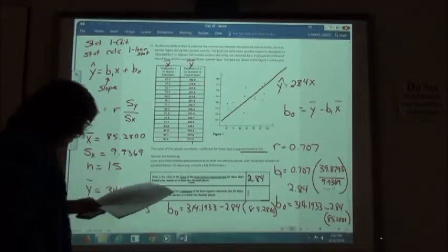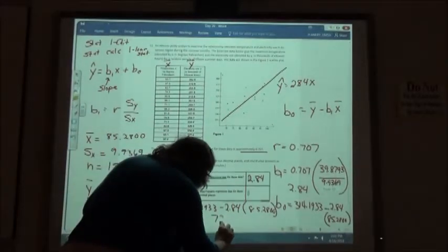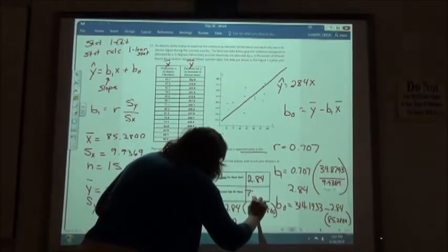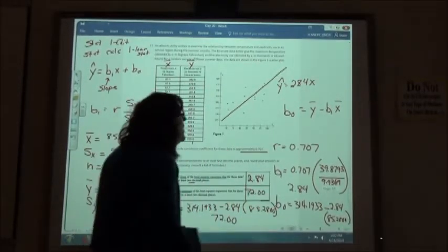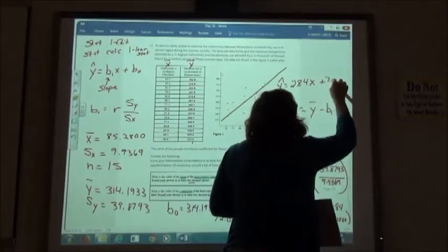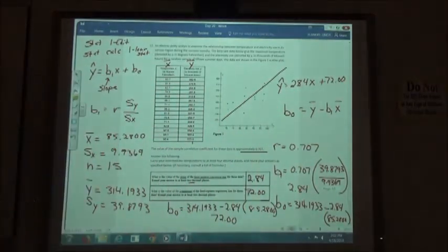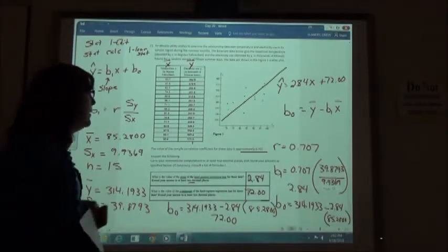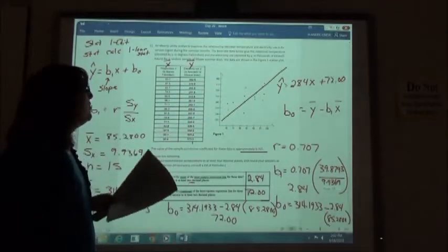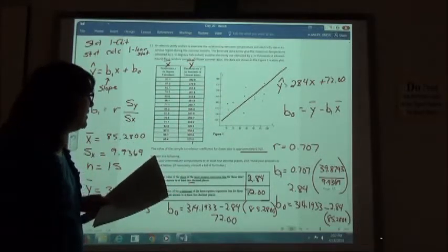When you put that into your calculator, you should get 72.00. That means that on the end of my equation, I would have that, and that would be my line of best fit. The equation of my line of best fit looks something like that.